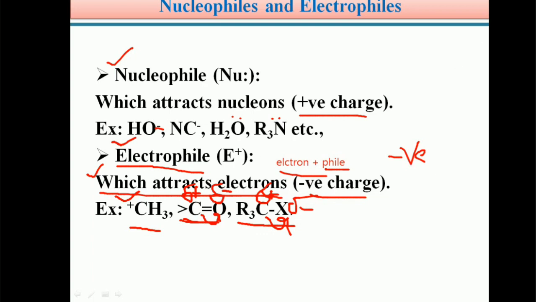So students, these two are very important terms in organic chemistry: nucleophile and electrophile. A nucleophile donates a pair of electrons to the electron deficient portion of the substrate. An electrophile takes a pair of electrons from the electron excessive portion of the substrate molecule. Generally, a species having negative charge or a lone pair of electrons acts as a nucleophile, and a species having positive charge or electron deficient nature acts as an electrophile.